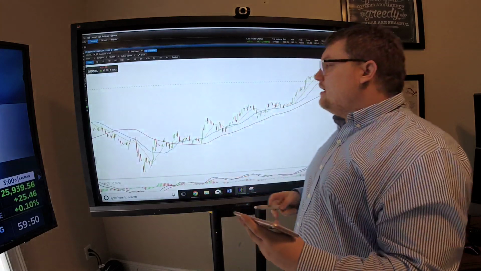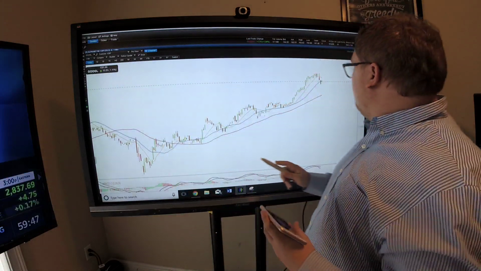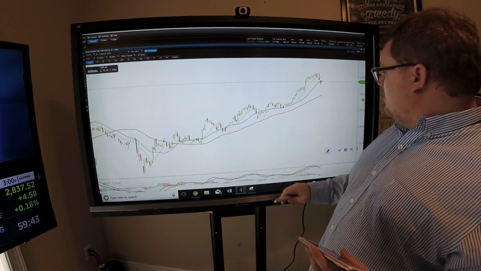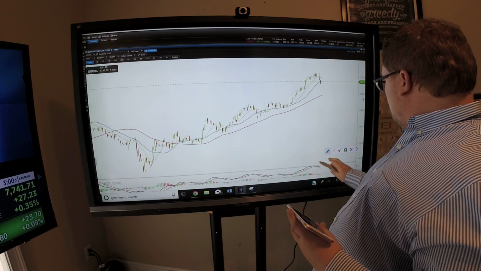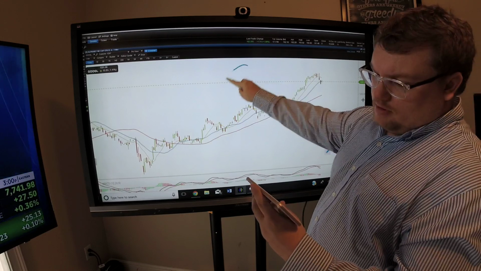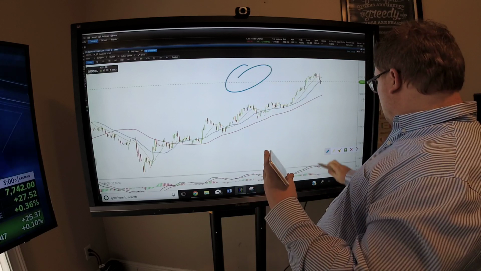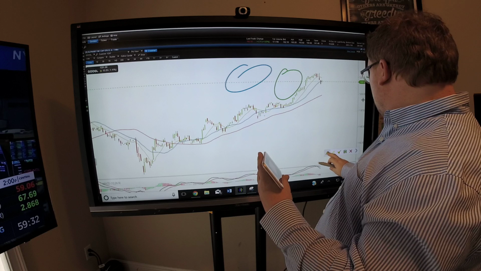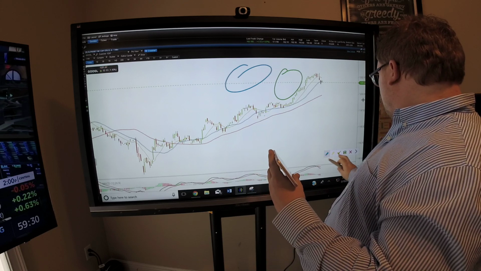Okay guys, so let's take a look now. This is Google chart, right? Let's get our drawing stuff up here. Let's see what one looks better. That's the blue. That's the green. All right, the blue looks a little bit stronger here. So let's use the blue.